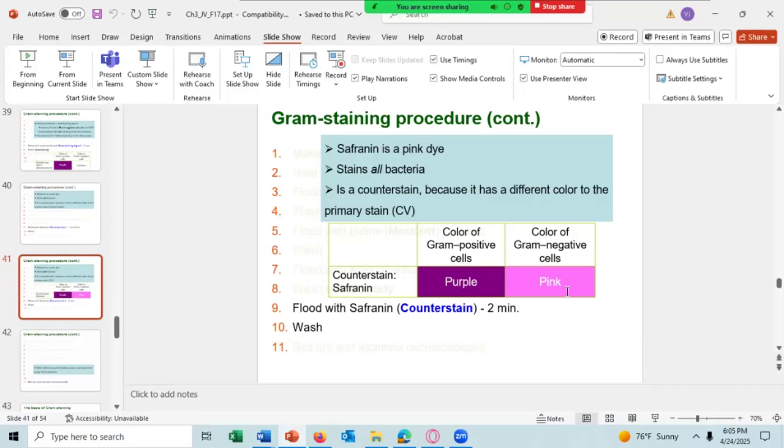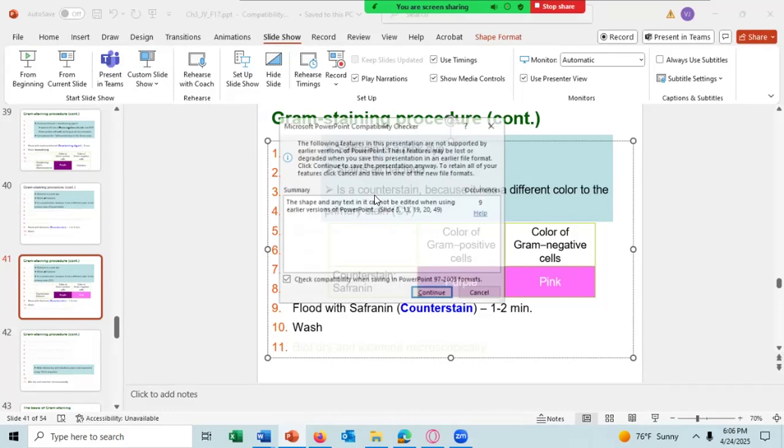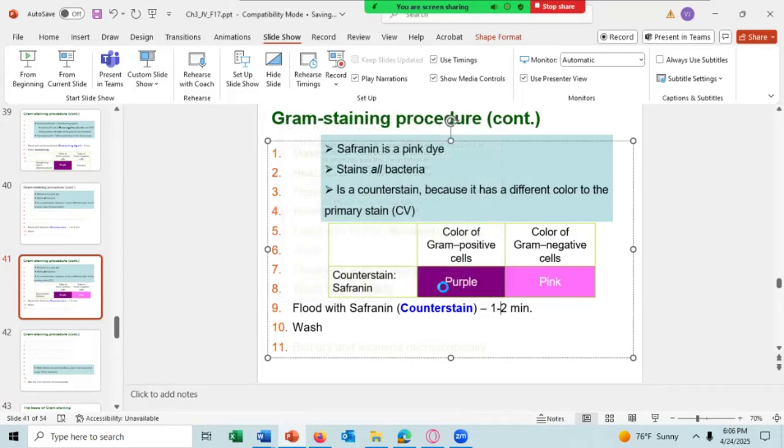Safranin is a counter stain. It's applied for 1 to 2 minutes. All right, then you wash with cold water. And like I said, when you're stating the gram stain, you only need to state that after each step, you wash with cold water.